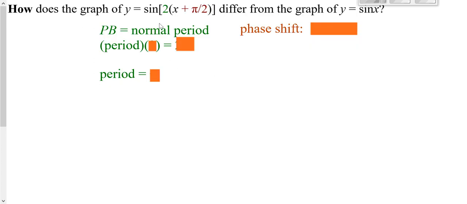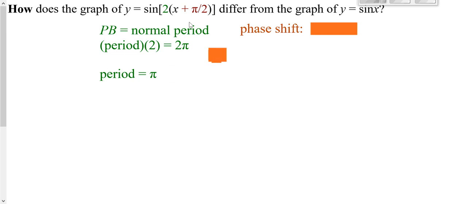So let's go ahead and find what goes on with this. So this 2 in front of your x affects your period. So we're going to go our period times our b value is equal to our normal period. Our normal period for sine is 2 pi. Our b value is that 2. So then we can solve it for our period, which is what p is, and we divide by 2 and we get our period of pi.